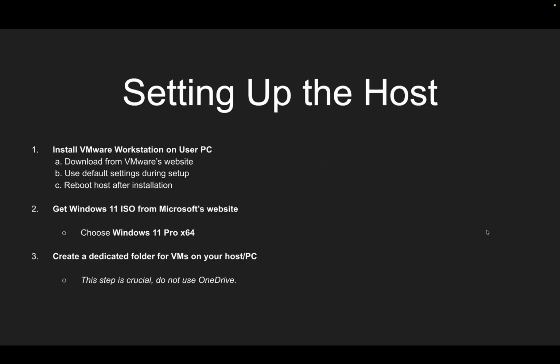We want to install VMware Workstation on the user's PC. So we download it from VMware's website to get VirtualBox, and we use the default settings during this setup. Then we reboot the host after installation. Next, you want to get the Windows 11 ISO from Microsoft's website. And then we want to create a dedicated folder for VMs on the host's PC. So remember, do not use OneDrive because if you have a shared system, then the malware samples could jump to your actual host, and that's not good.